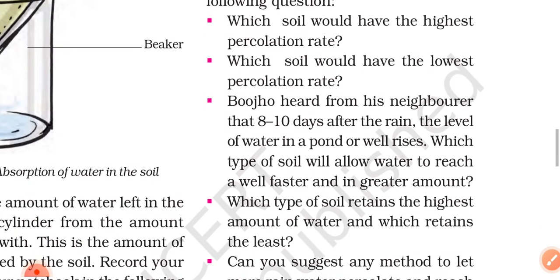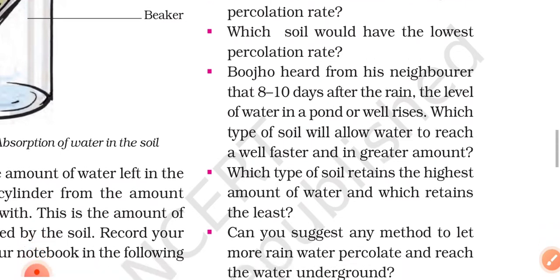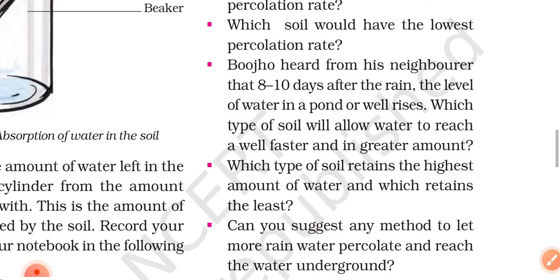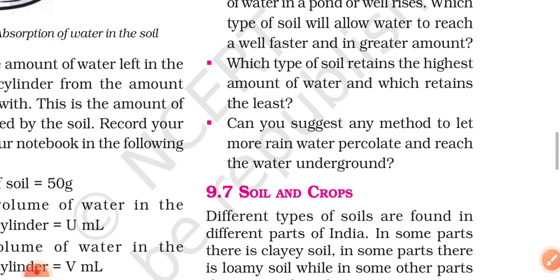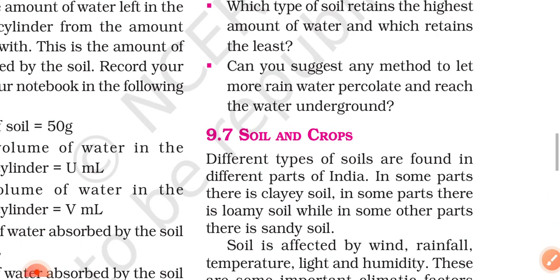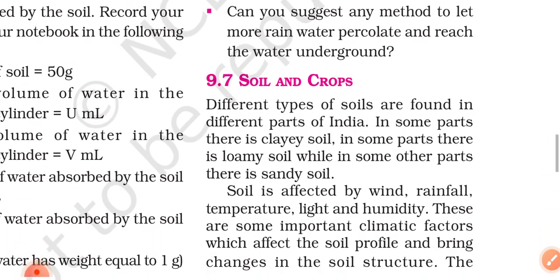Bojo heard from his neighbor that 8 to 10 days after the rain, the level of water in ponds or wells rises. Which type of soil will allow water to reach a well faster and in greater amount? Which type of soil retains the highest amount of water and which retains the least? Can you suggest any method to let more rainwater percolate and reach the water underground?